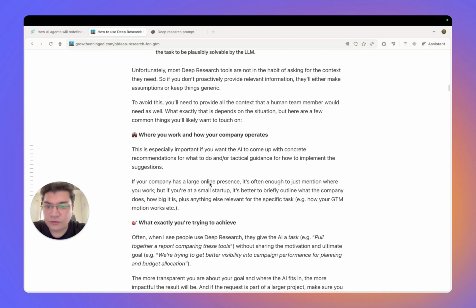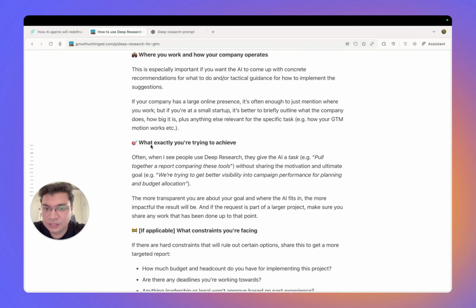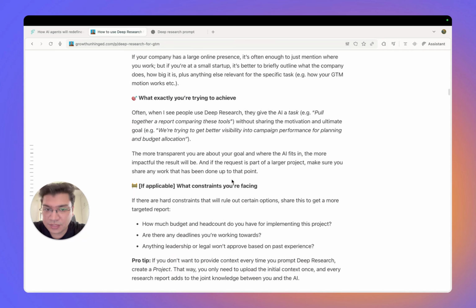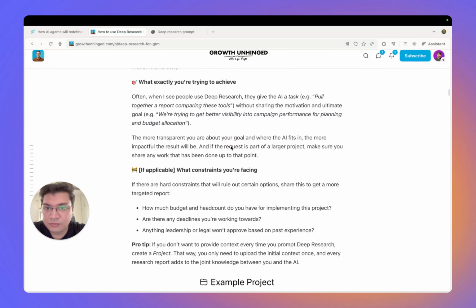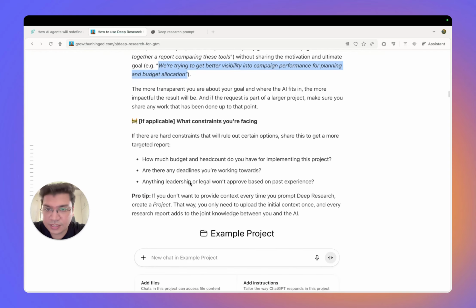So, of course, you should give them information about where you work and how your company operates, and what exactly you are trying to achieve, right? For example, you can say that we are trying to get better visibility into campaign performance by planning and budget allocation. If you give a very good objective, it gets that clarity, and then with that clarity, it will do that research, right?